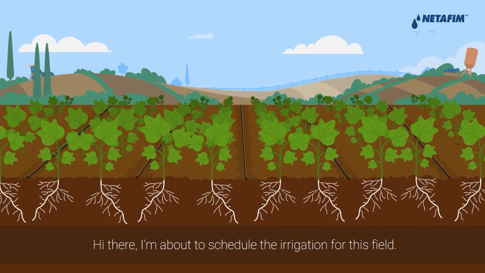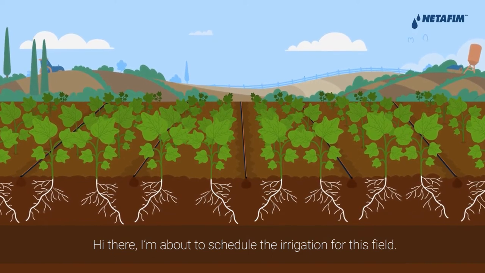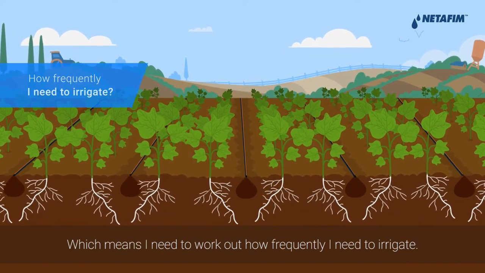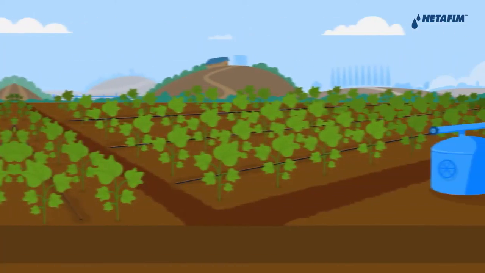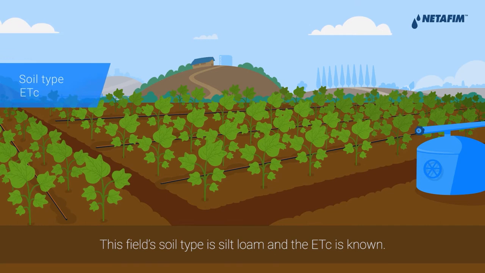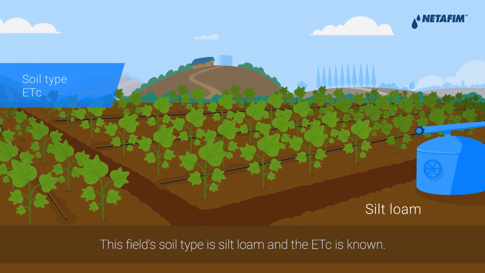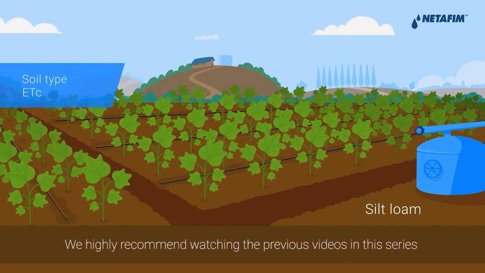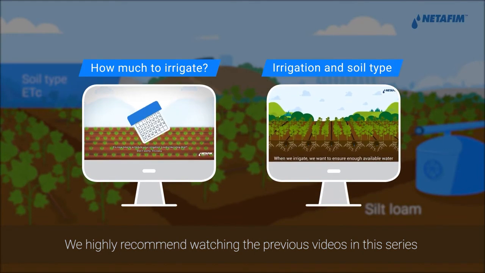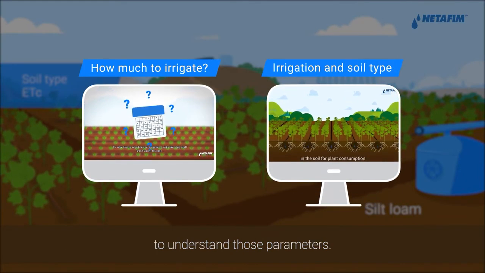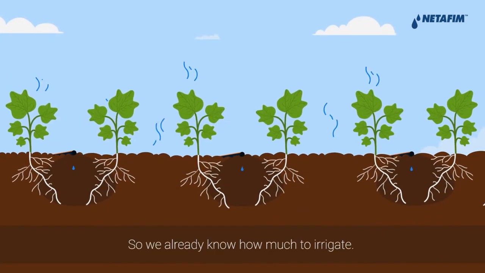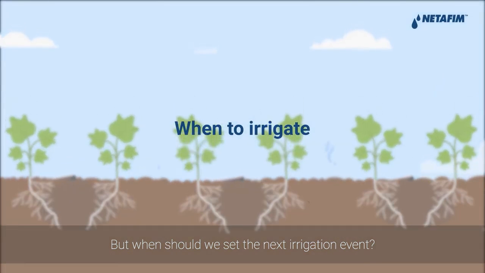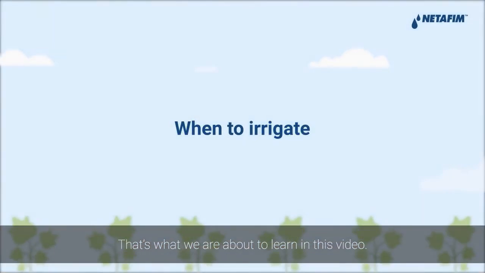Hi there! I'm about to schedule the irrigation for this field, which means I need to work out how frequently I need to irrigate. This field's soil type is silt loam, and the ETC is known. We highly recommend watching the previous videos in this series to understand those parameters. So, we already know how much to irrigate, but when should we set the next irrigation event? That's what we're about to learn in this video.